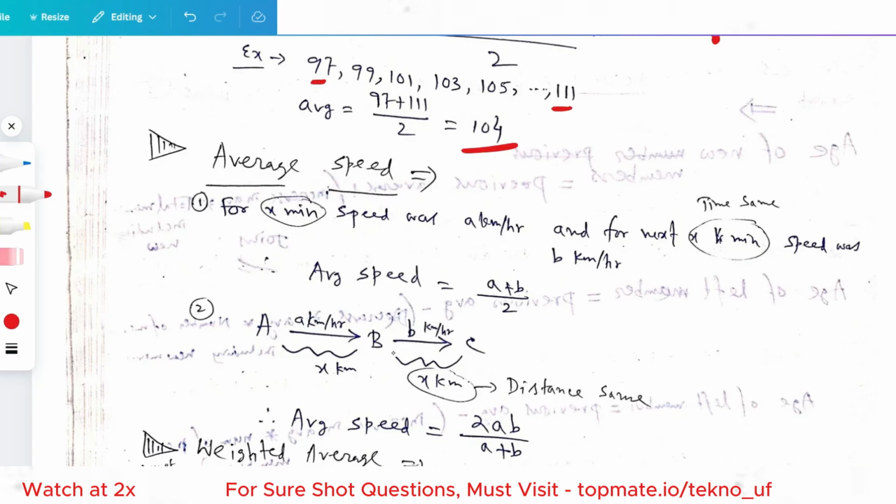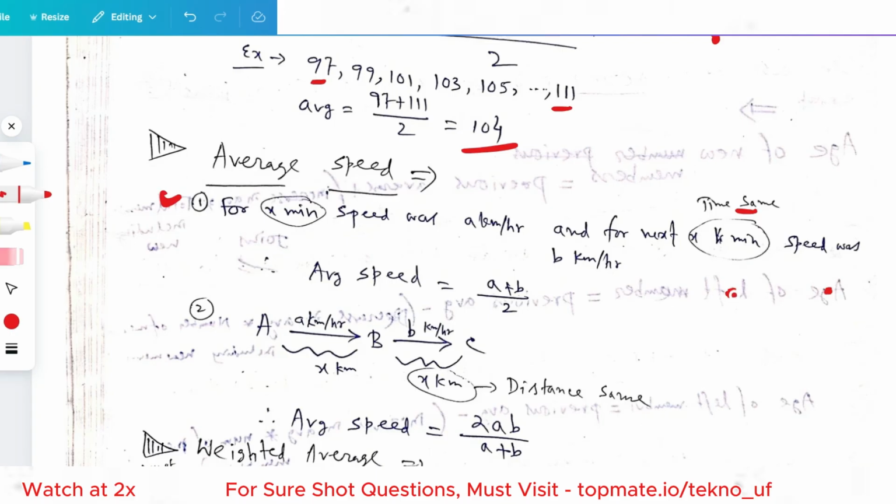So the shortcut trick for these special cases: for x minutes the speed was a kilometer per hour, and for the next x minutes, the same time, the speed was b kilometer per hour. So what was the total average speed? That is (a plus b) by 2. The main term you have to remember is same time. So this is a point A, this is a point M and this is a point N.